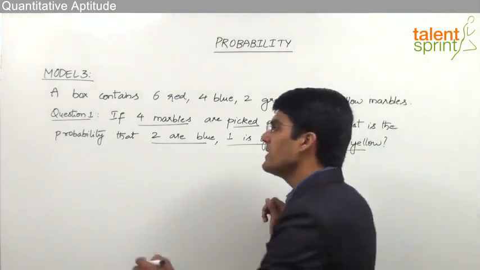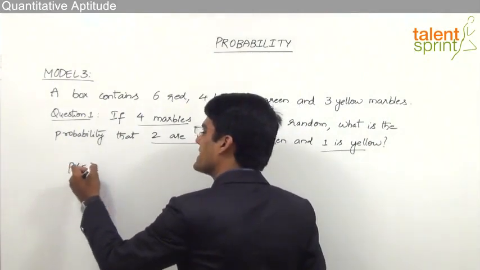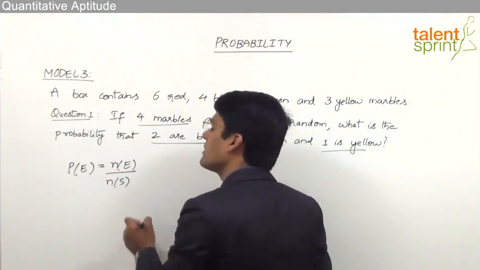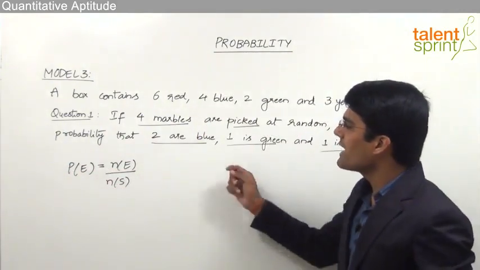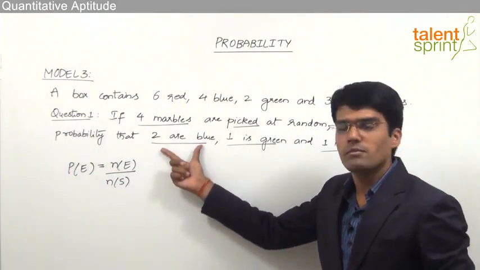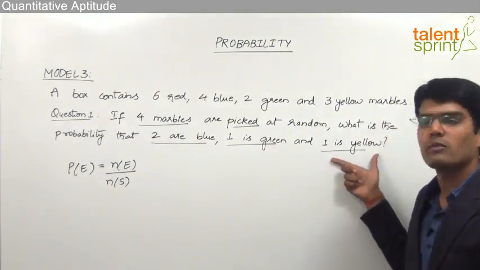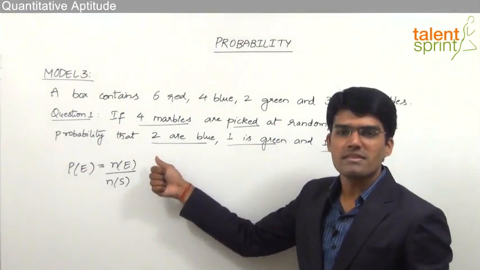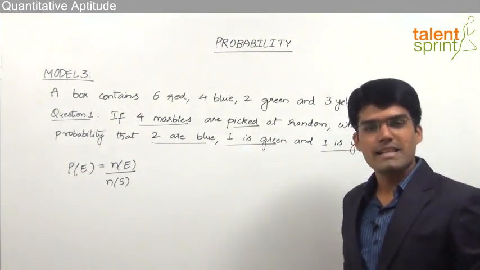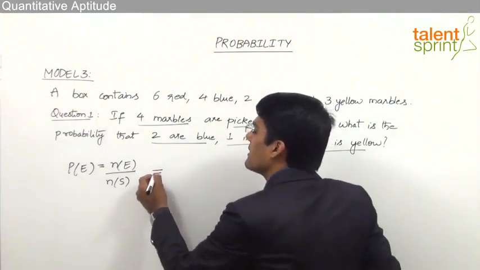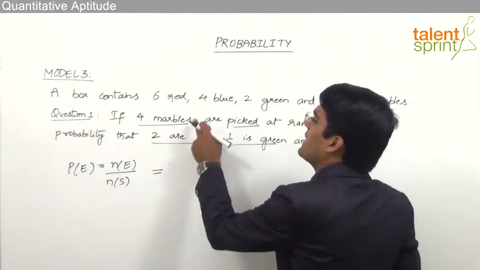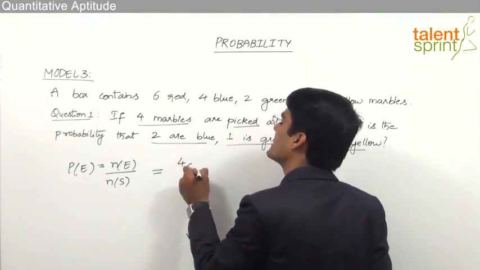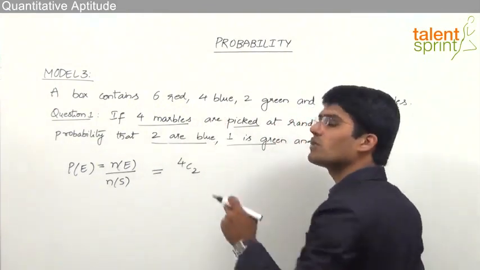We know that probability of any event can be taken as number of favorable outcomes divided by total number of outcomes. Now here the favorable outcome is that out of total 4, 2 have to be blue marbles, 1 should be a green marble and 1 has to be a yellow marble. So let us see the number of favorable outcomes divided by total number of outcomes to get the answer for this case. Now here we have to select 2 blue marbles and total there are 4 blue marbles. So this can be done in 4C2 ways, that is selection of 2 blue marbles out of total 4 blue marbles.